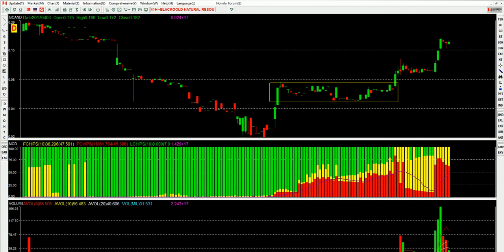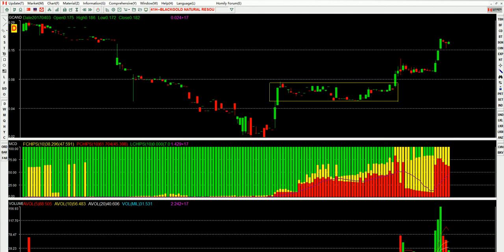This is for the black gold. Okay, so let's see this stock. The price declined, right? Declined, and sideways. So we can see this is the sideways area, right? Okay, the sideways area. Then we can check according to the bank money, the red column.